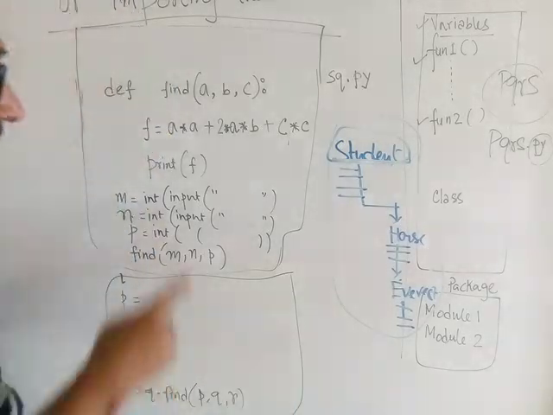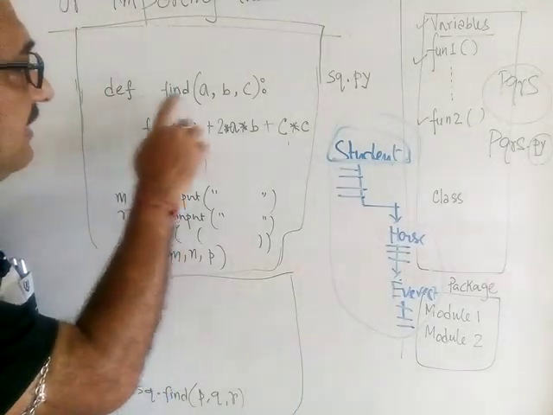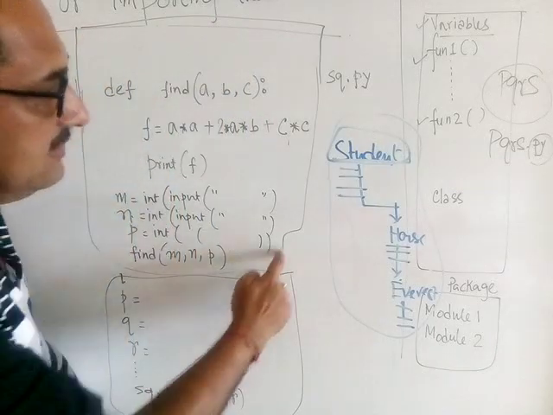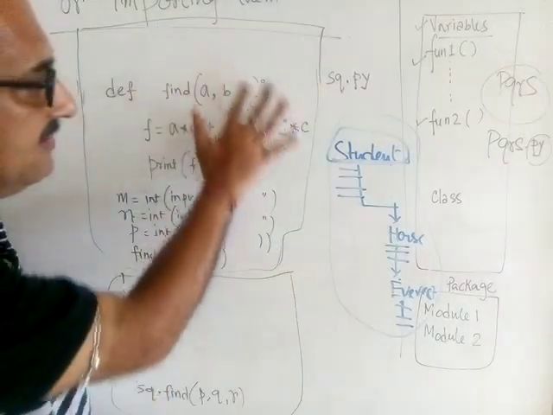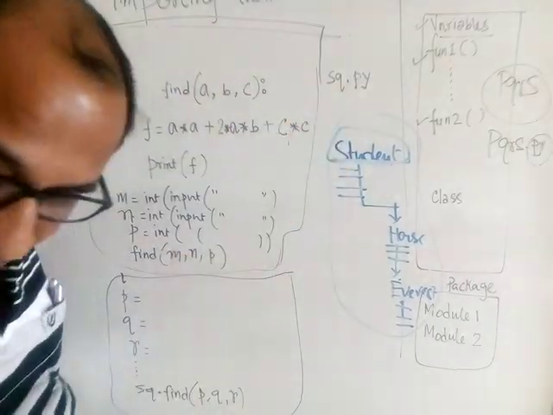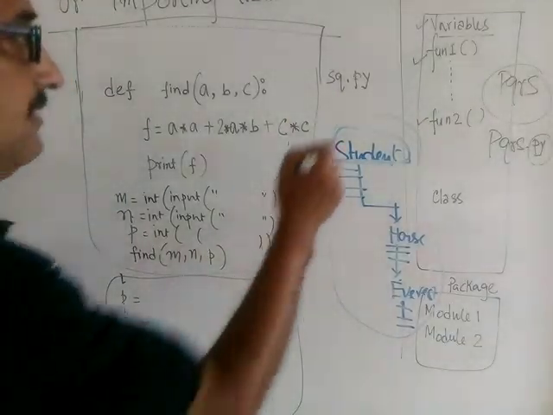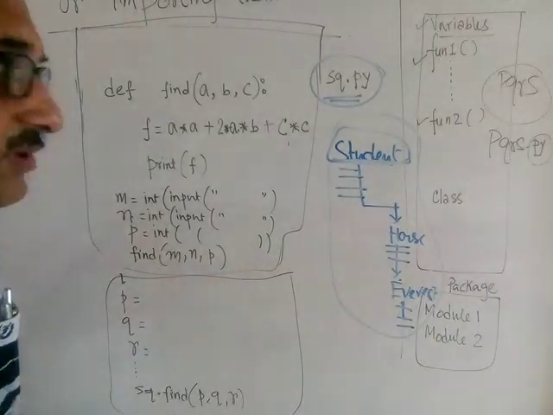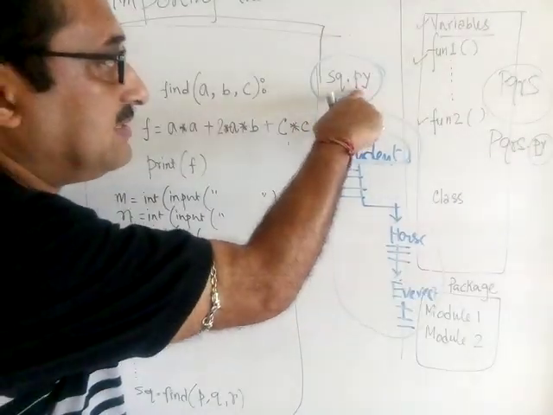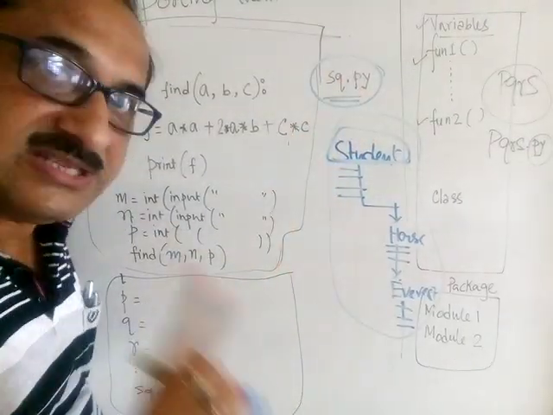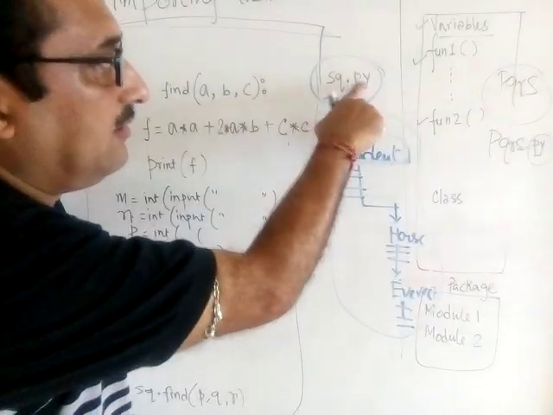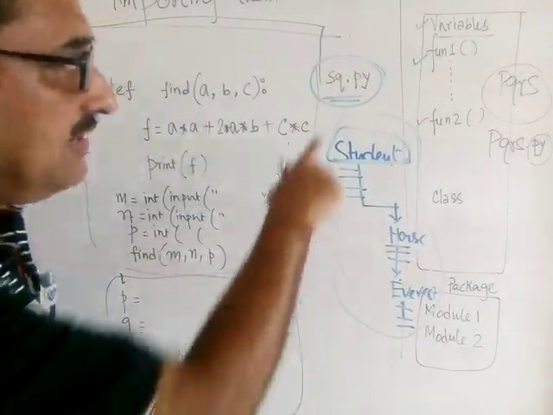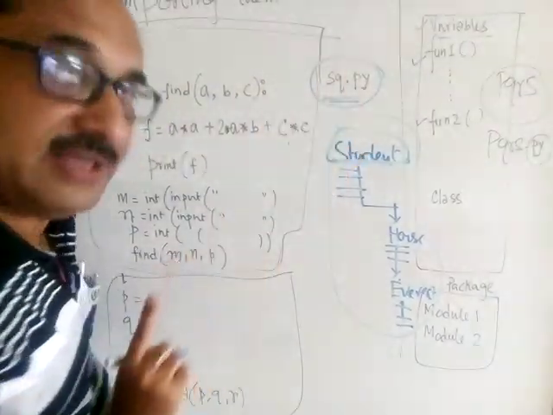Just see this example. I created a module here, this boundary, this is a module, fine. After creating this, say I save this module under the file sq.py. This is my module. I told you the feature of a module is that it must be saved under a file with .py extension. So I saved it under the name sq.py.